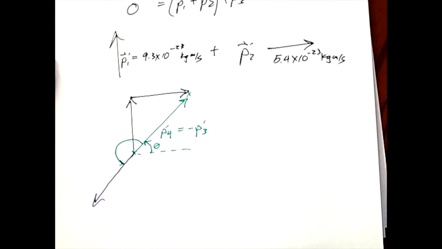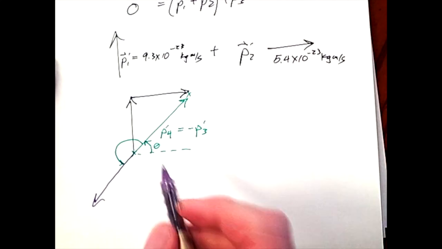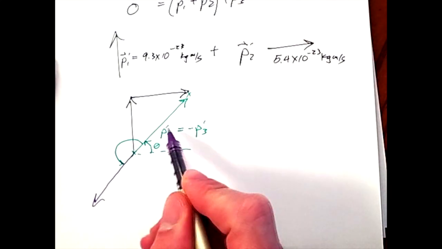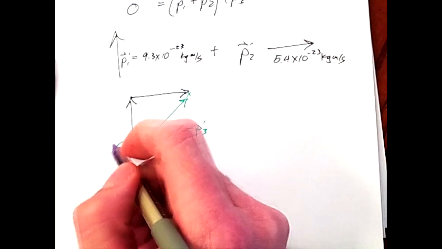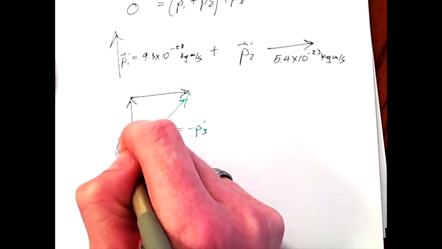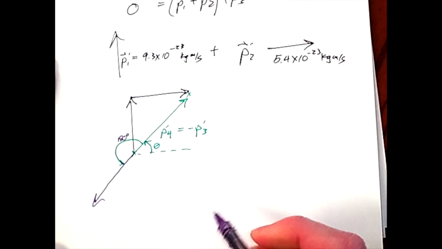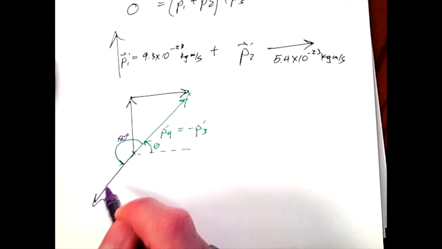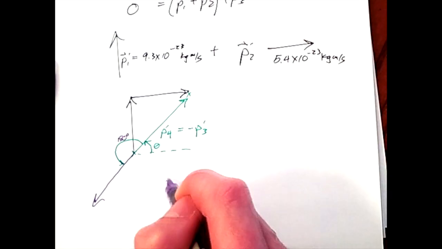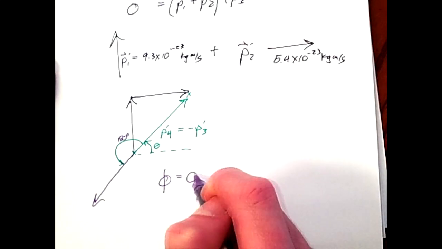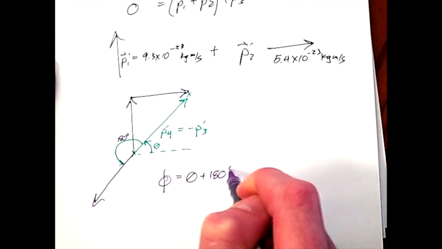Does that make sense? What would we call that other angle? Phi? Psi? I called the one down here for P4 theta. This from here to there is 180 degrees. And so I would call the direction of P3, phi, as being theta plus 180 degrees.